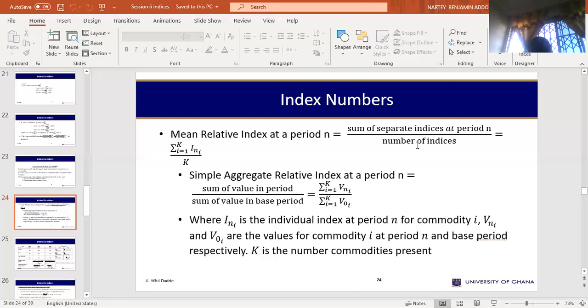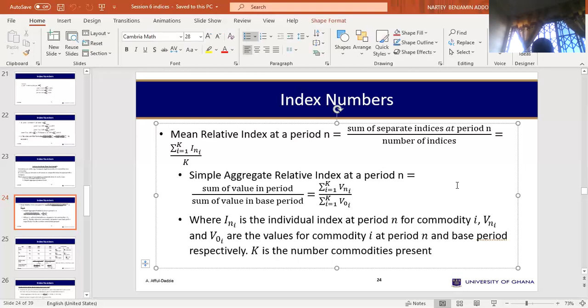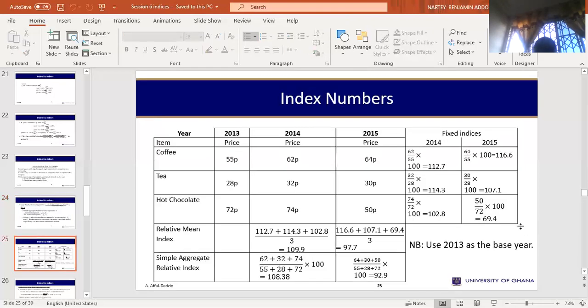That's why I'm saying the topic is index numbers. This should have read as the individual index, not indices, at period n for commodity i. And V_ni and V_0i are the values for commodity i at period n and the base period respectively. K is the number of commodities present. So before we look at this example, when we say simple aggregate, it's a method.